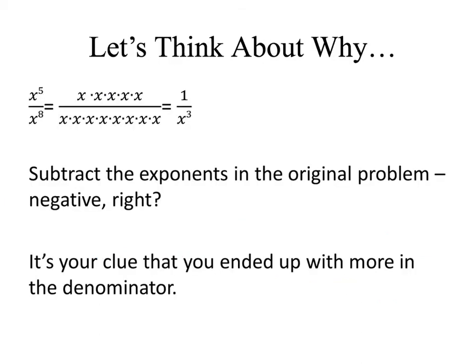Here's another visual for that same idea. This time there's 5 x's in the numerator and 8 x's in the denominator. So if I go through and I cross out and turn to 1 the ones that match up, you can see that there's 3 x's left in the denominator. But if we subtract 5 minus 8, we end up with negative 3. Well, that's our clue that there were more in the denominator to begin with.